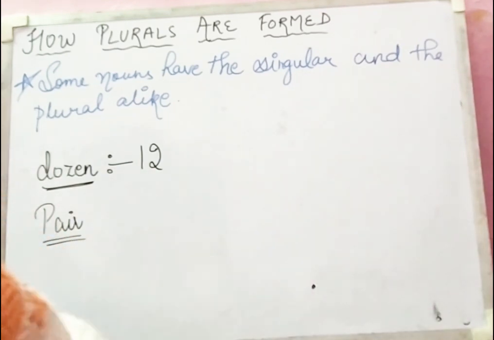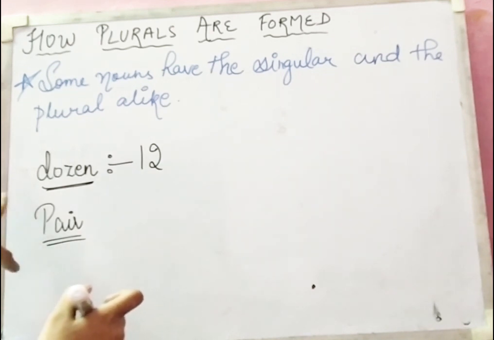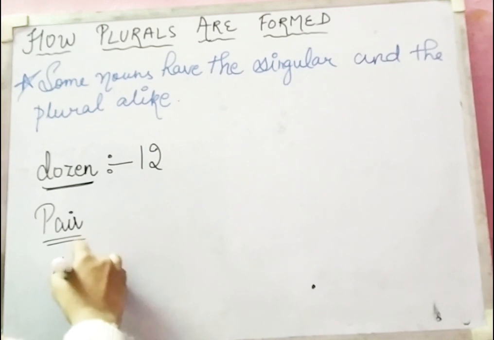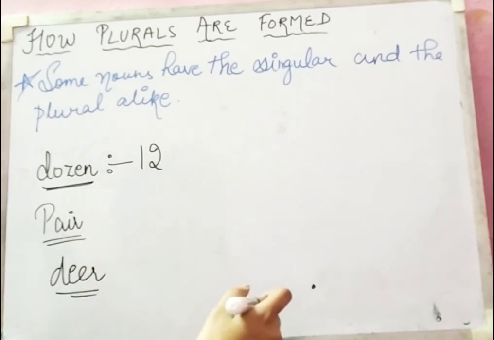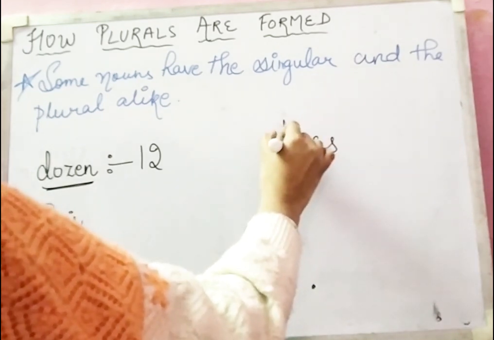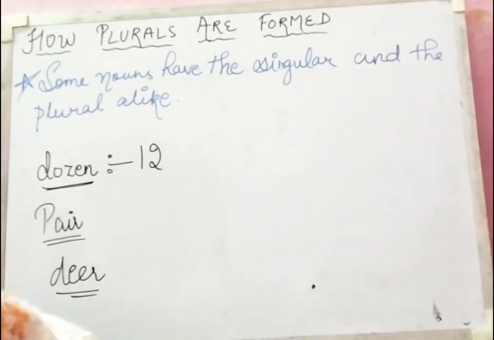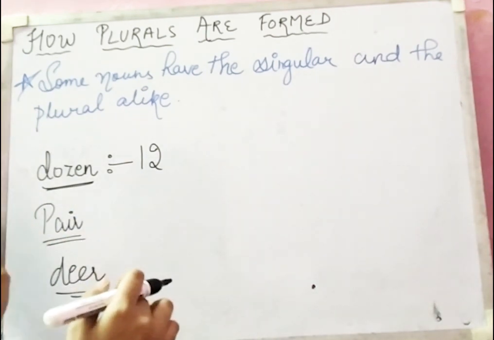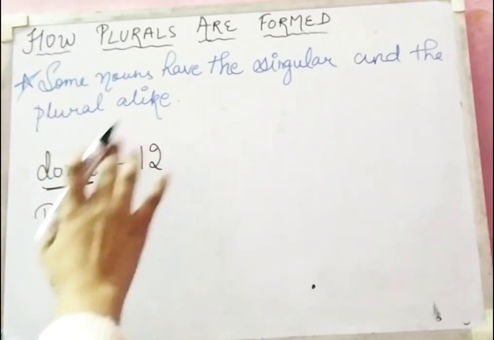This cannot be changed into anything. Examples are dozen, pair, and you can say deer. You can't say deers. Have you ever heard someone saying deers? You haven't heard this before. So these are some examples of this point, that here singular and plural are alike.